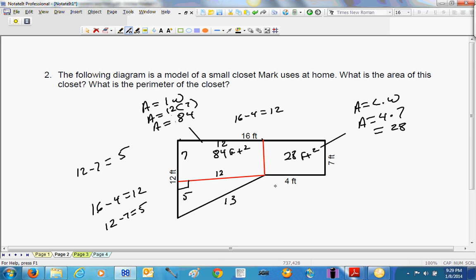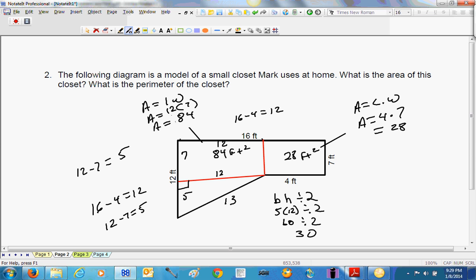So we said that, remember that a triangle is base times height divided by 2. So we have a base of 5. So that's going to be 5 times 12 divided by 2. And that's going to be 60 divided by 2. And that's going to give us 30.